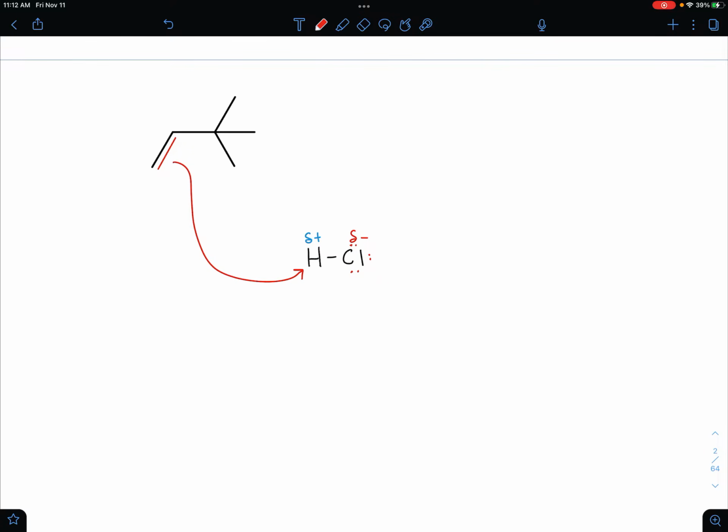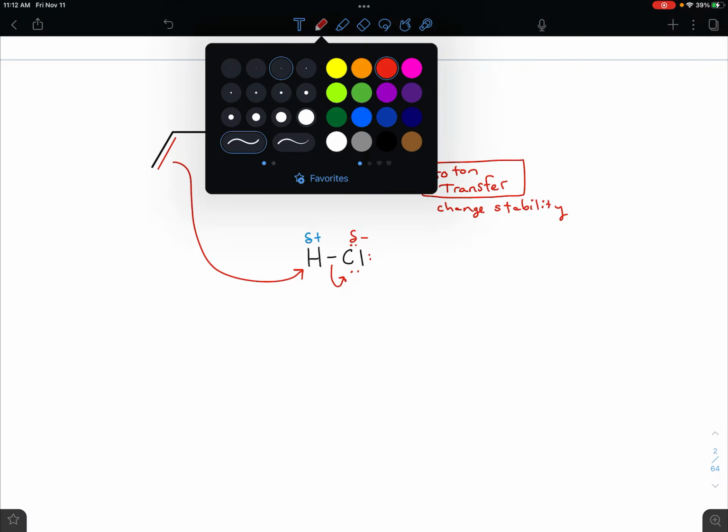Hydrogen can only form one bond. So if it's going to form a new bond, there's a bond it has to break. Those electrons will go to the most electronegative place nearby, which is the chlorine. And so you can see the step that has to happen here in terms of curved arrow patterns is a proton transfer. We're going to move that H plus from the HCl onto the carbon chain. And it's going to change the stability of that molecule a little bit.